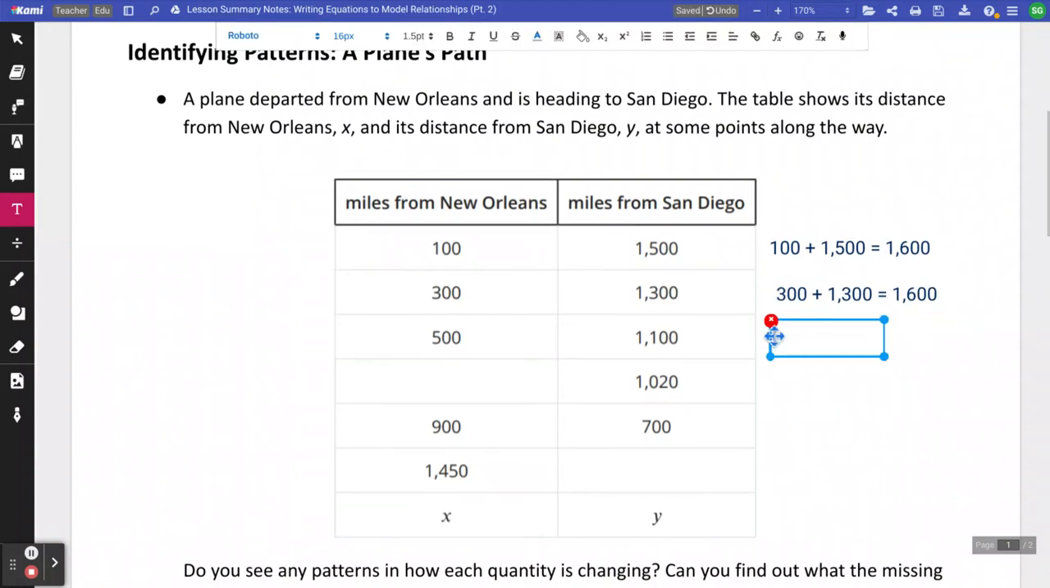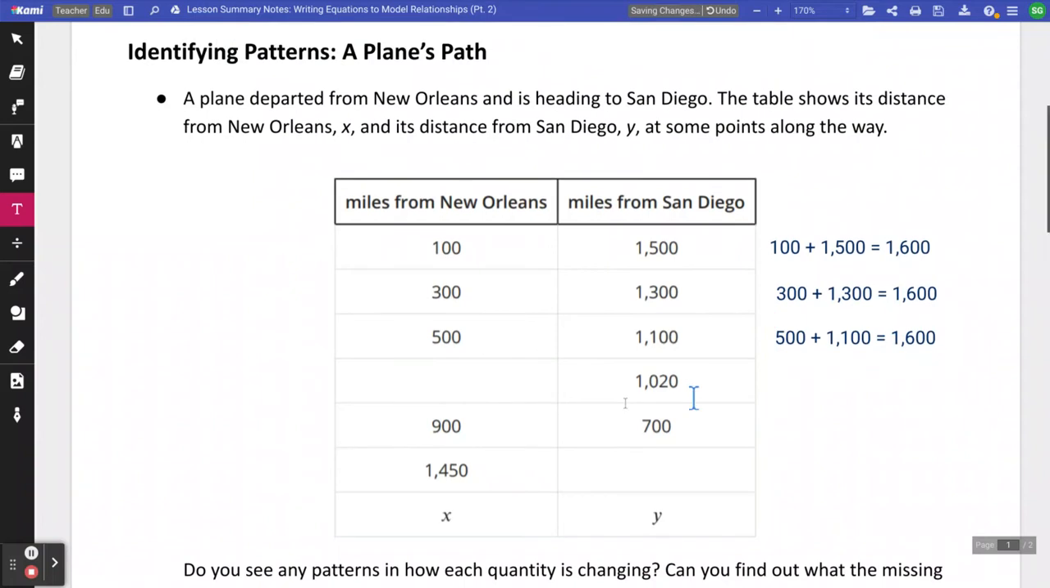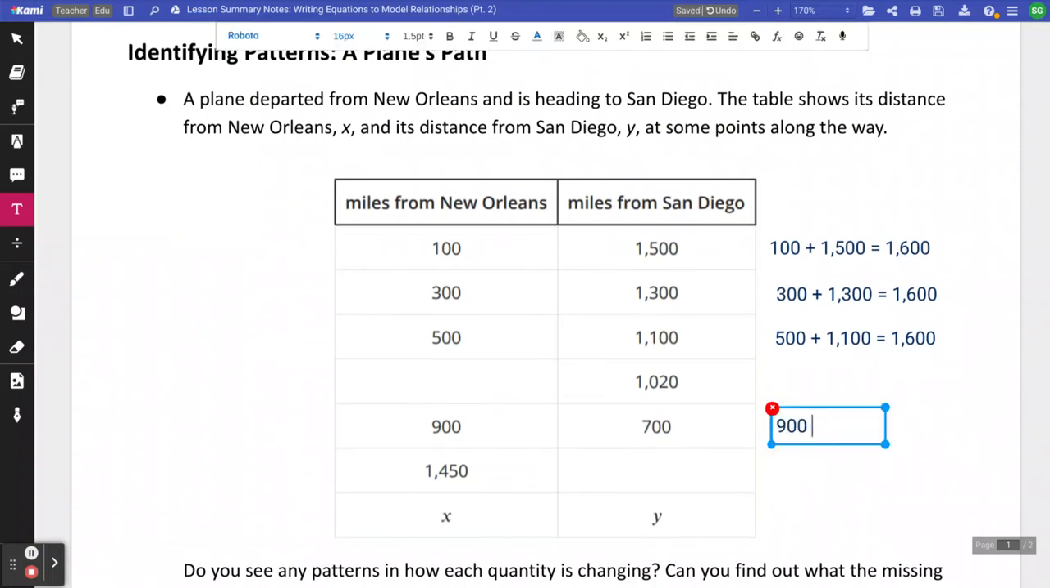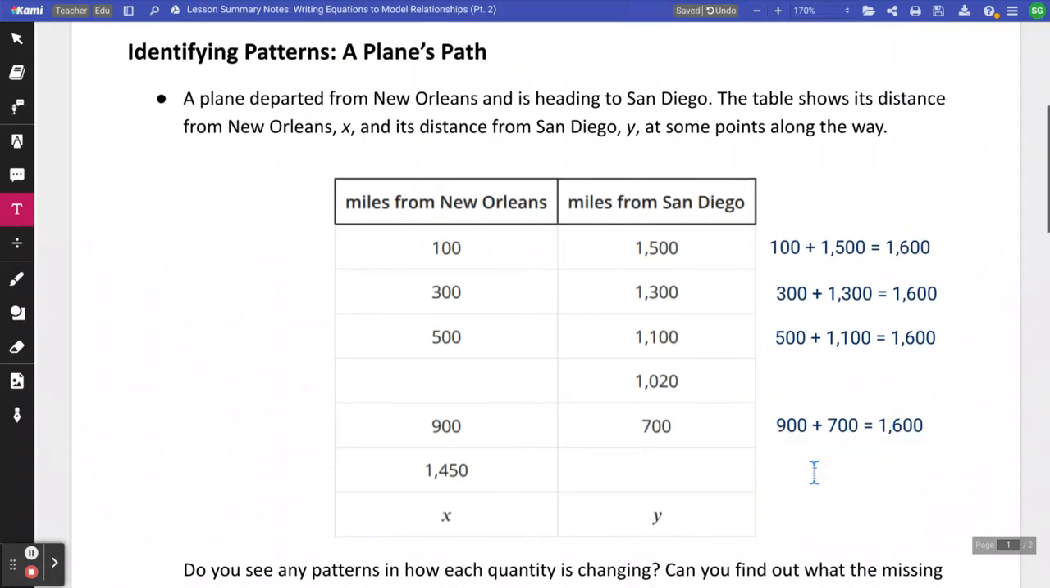And when you notice the pattern, you want to make sure it's true for everything. I'm checking. It's still true for that third row. I don't know this number here, but there's one other one I can check. And it's also true for that row there. So this is what we're talking about when we say, can you find a pattern? I'm noticing every single time when I add that first number and that second number, it gets me to 1600.